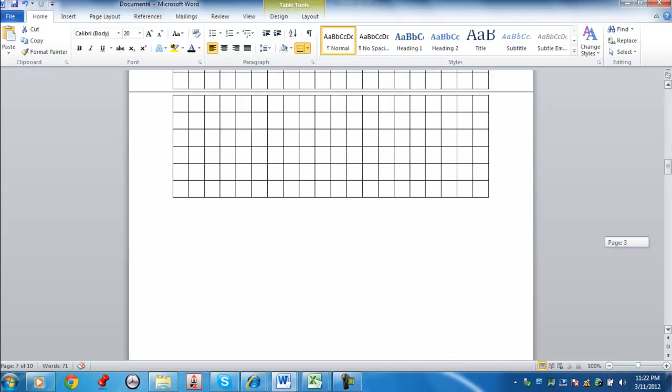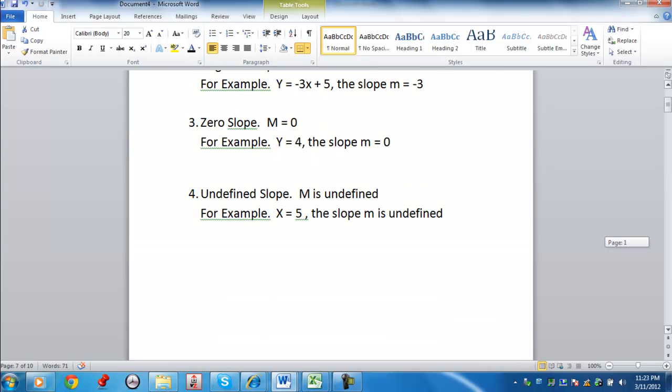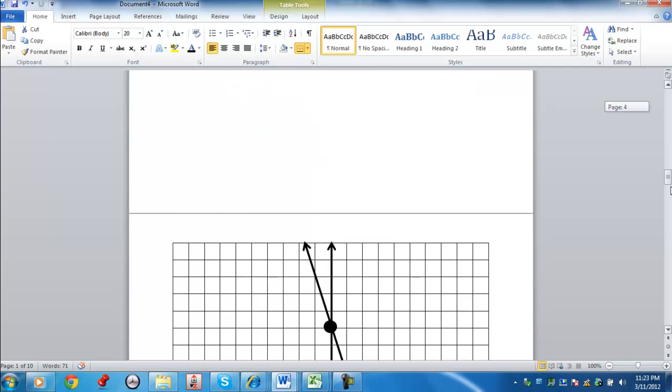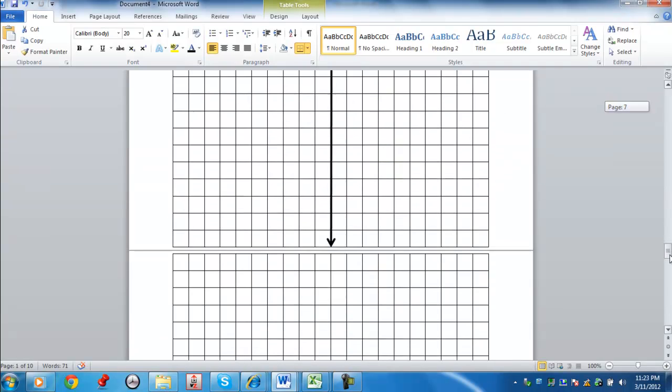The last example is when you have an undefined slope. We would say that the m value is undefined. Again, you're dealing with a constant. In this particular case, the variable x is by itself, like if x equals 5. Now, to represent this solution, we take a look at our last graph.